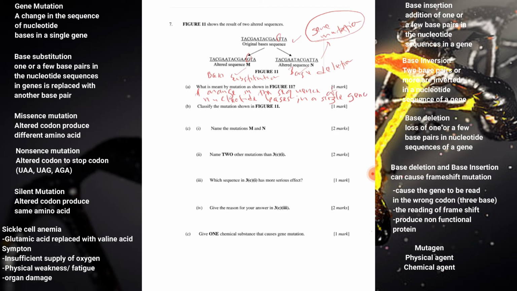So classify the mutation shown in figure 11. Classify the mutation shown in figure 11 as gene mutation. This one is the meaning of gene mutation. Name mutation M and N. Okay, M is referred to base substitution. N is referred to base deletion.